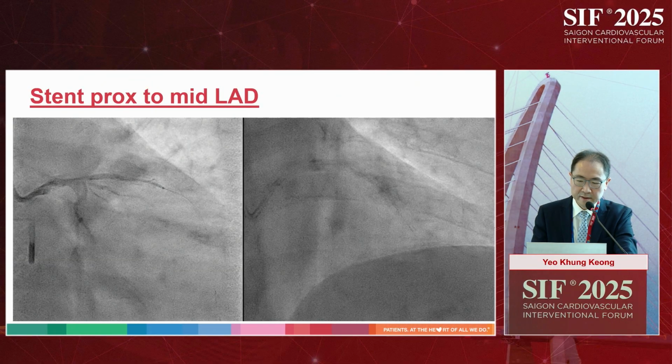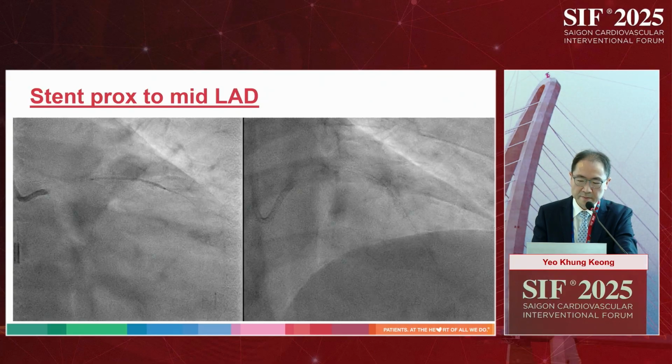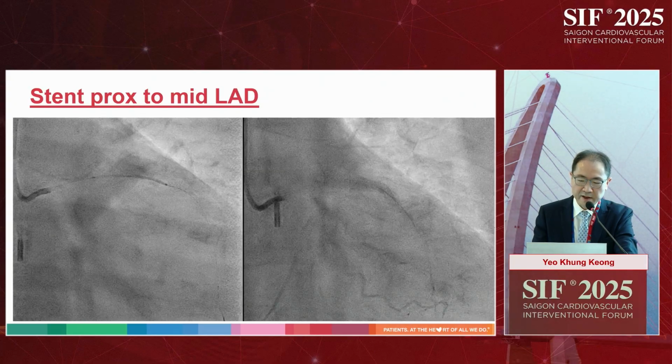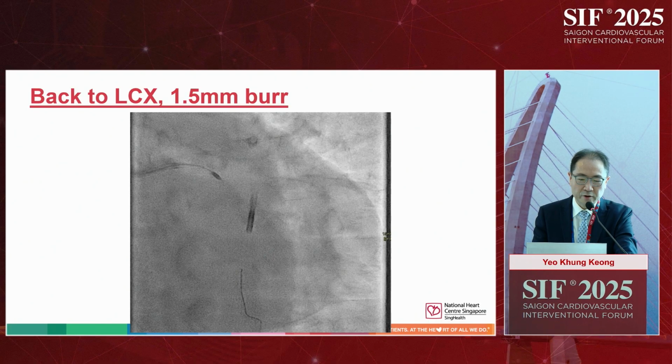stented it, left the stent near the ostium, and you can see the stent path there, no perforation. And then I went back with the circumflex again, despite the trough, and then used a bigger burr, managed to burr it all the way down.